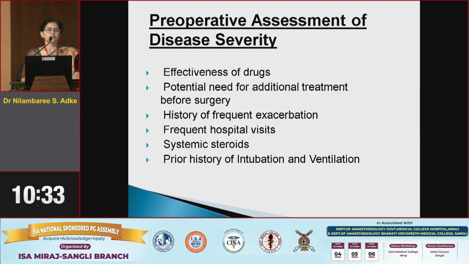Then take the history of frequent exacerbations, whether the patient had frequent hospital visits, and whether the patient had received systemic steroids in the last 6 months for more than 2 weeks. That makes it mandatory to give the patient steroids preoperatively and intraoperatively. Also, there may be a history of hospital admission for previous acute respiratory failure.